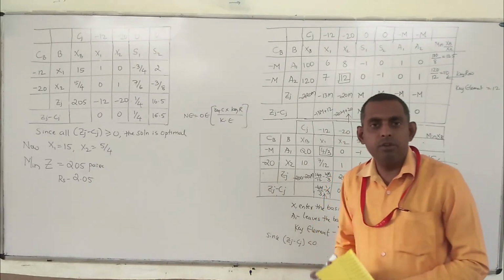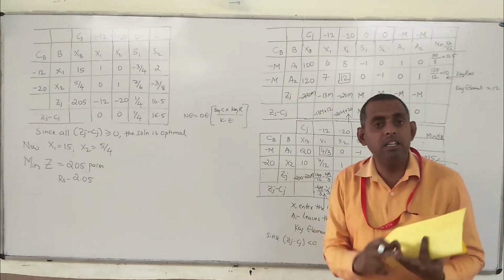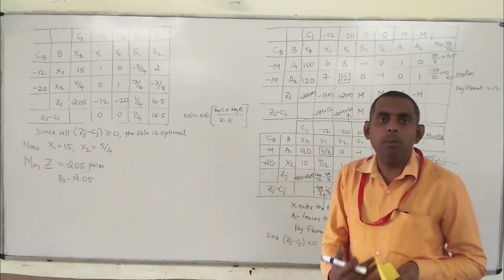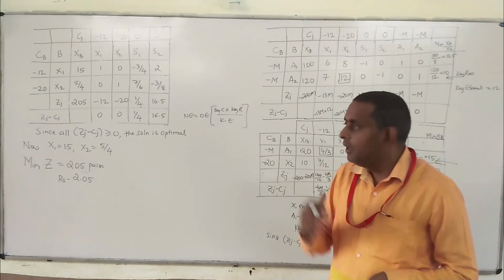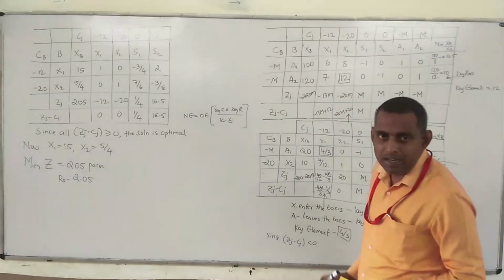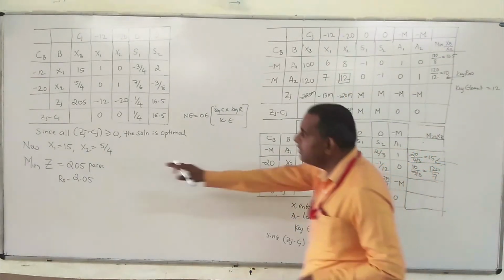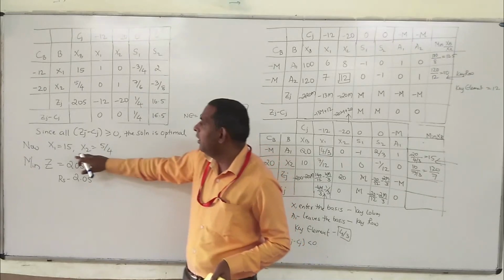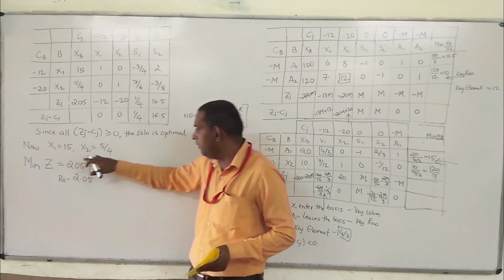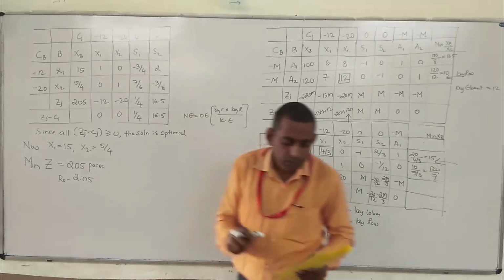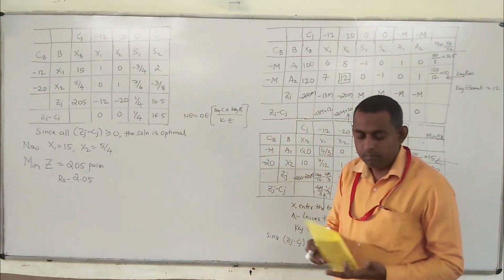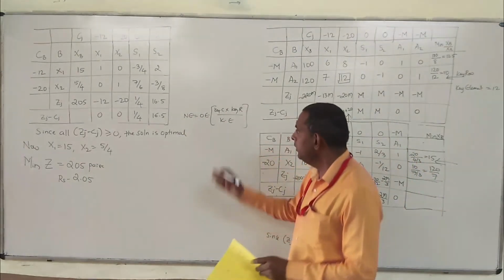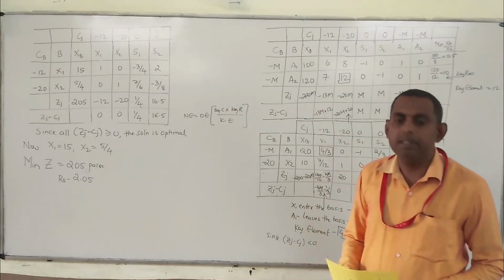Once we introduced all these slack and surplus variables, penalty and artificial variables, the problem was in standard form. Then we solved the problem using simplex tables. In the third simplex table, we got Zj minus Cj values which are all positive. Then we came to the conclusion that x1 is 15 whereas x2 is 5 by 4. So the minimum cost of the product mix is 2 rupees 5 paise. Fine. This is how we are supposed to solve by the Big M method. Thank you.